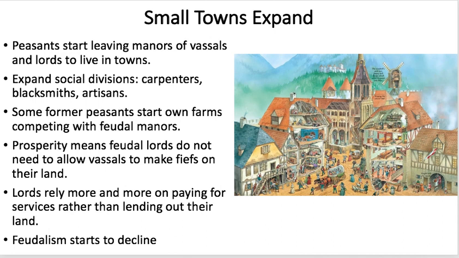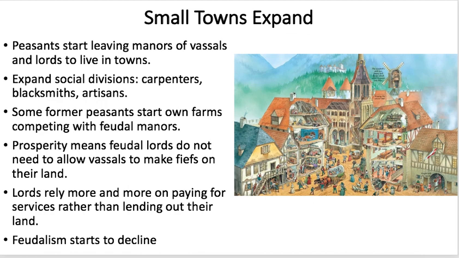But this isn't actually horrible for the nobility, for the feudal lords, because there's so much money being made through the trade and through their surplus of food that they don't have to have fiefdoms made on their land and have vassals take control and manage their land. Instead, they can have all the land and make all the money and not have to split it up with all these vassals. And instead, they start relying more and more on paying for services rather than lending out their land through fiefdoms. So through this, that whole system of feudalism is going to start to decline during this time period.